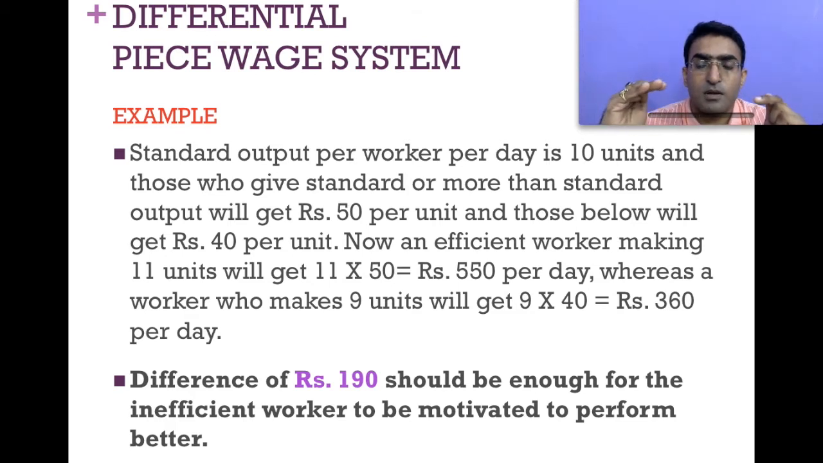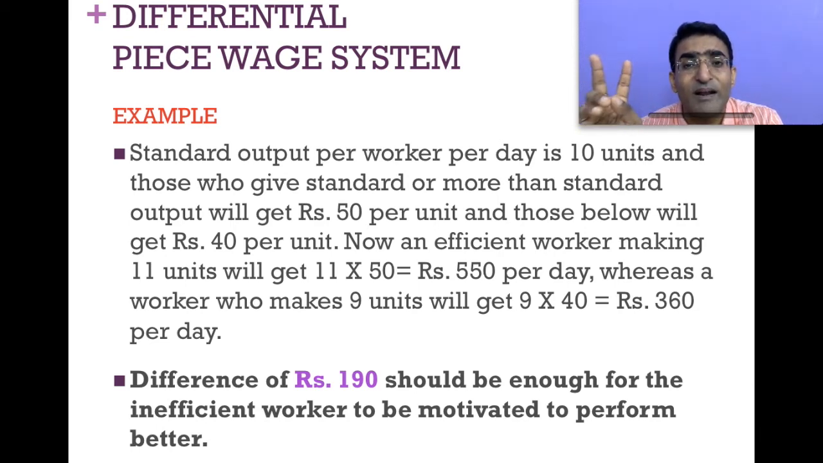If you are able to produce up to standard or above, it is 50. We are just taking an example, whatever the rate is. And if you are below the standard, that is, less than 10 units, you will be paid 40. So now just see, if I am efficient, as I always am, what will happen? If I am making 11 units, at 50 rupees per unit, I will be getting 550 rupees per day. And if any other worker is making only 9 units, he'll be paid at 40 rupees. That makes it 360. 550 for me, 360 for him. That makes a difference of 190 rupees.